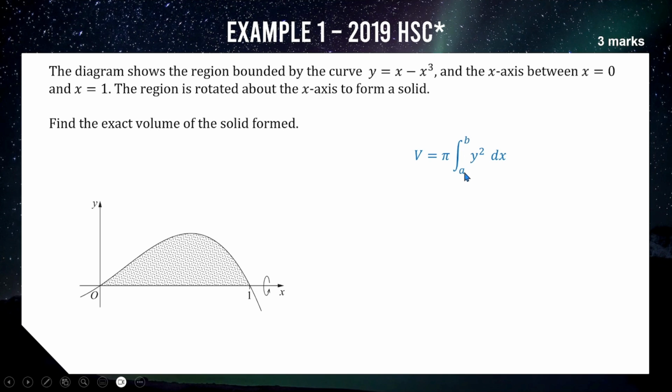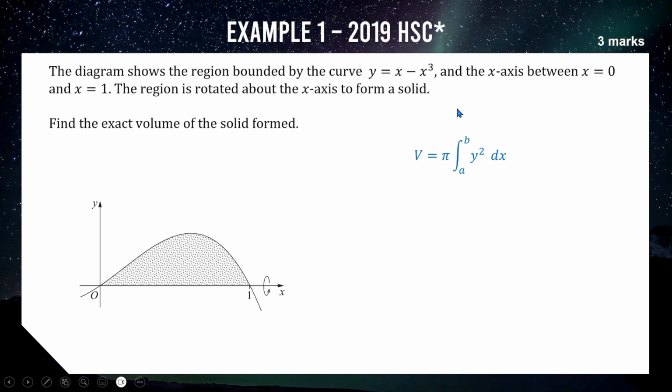a and b are our two x values that we are rotating between, which in this case are 0 and 1. Now, y is equal to x minus x cubed, but we want to be integrating y squared with a pi at the front, because again, it's making a pi r squared, it's making a circle, adding them together to make a volume.